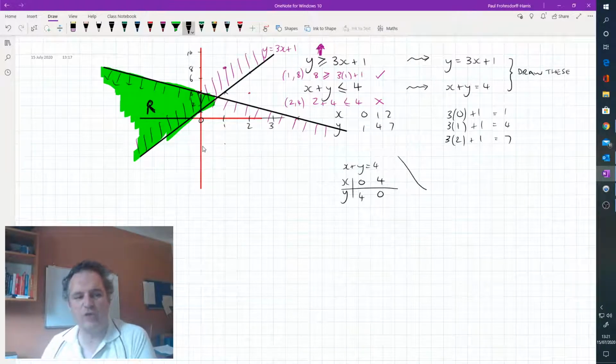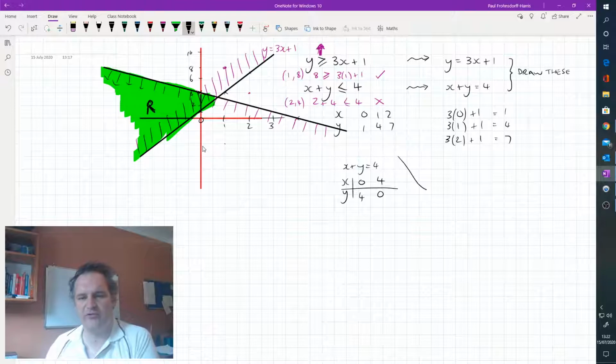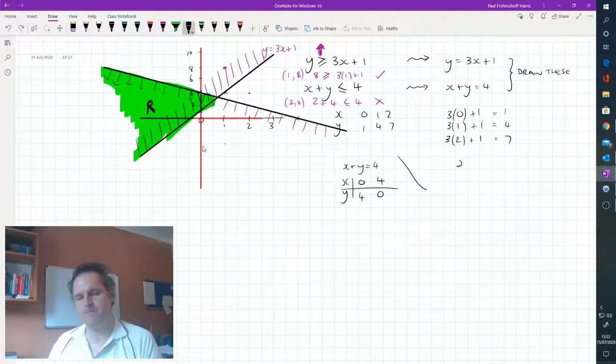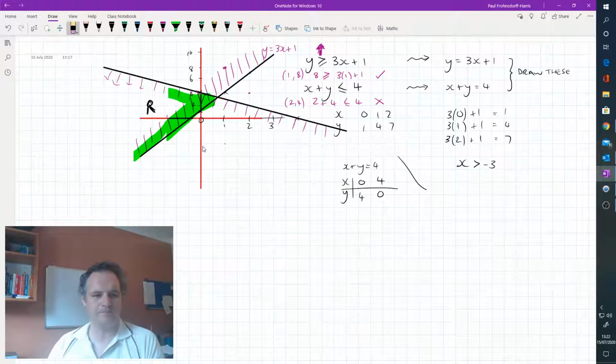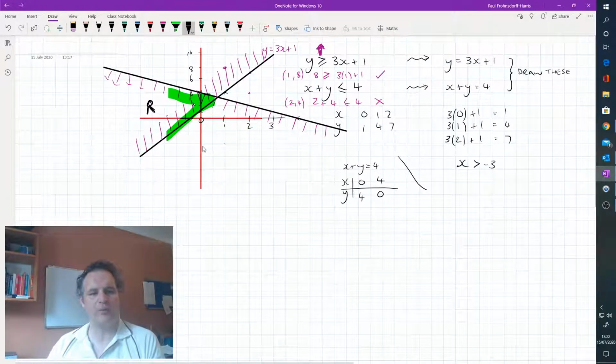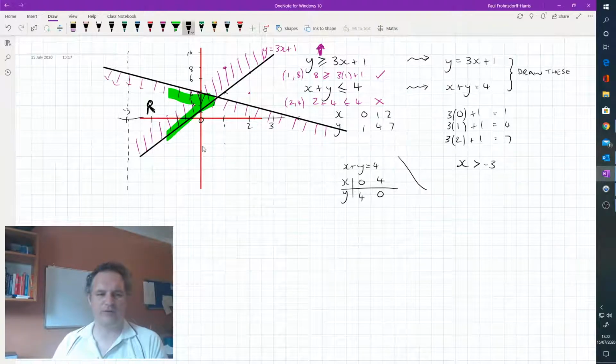Now we can even finish off the region if it then said x is also greater than -3. We could also rub out some of that highlighter, draw the line x equals -3, so it's -1, -2, -3. It's a dotted line here because it's greater than, it's not greater than or equal to.